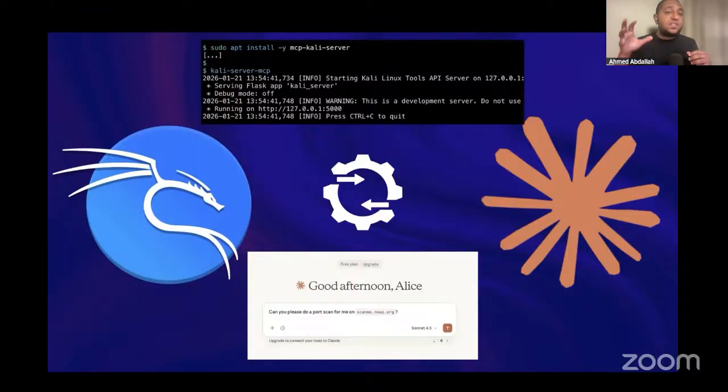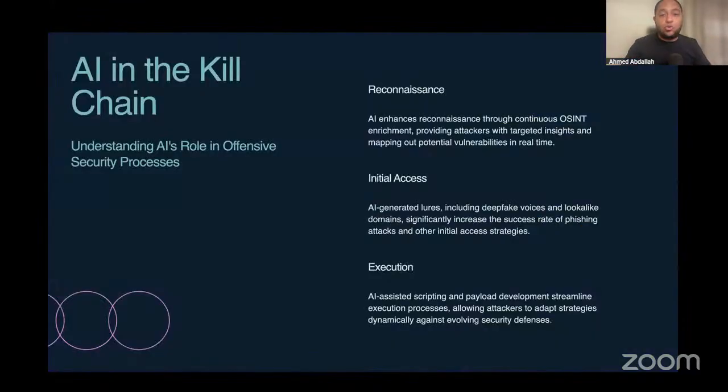What I'm trying to say here is having some powerful AI solution such as Claude is a good starting point. However, you need to pick what kind of tools are going to be used. But handing over the whole Kali server might not be a good idea in real cases.